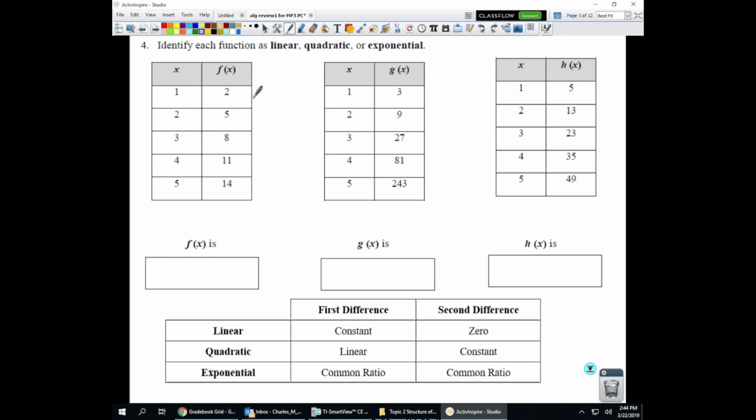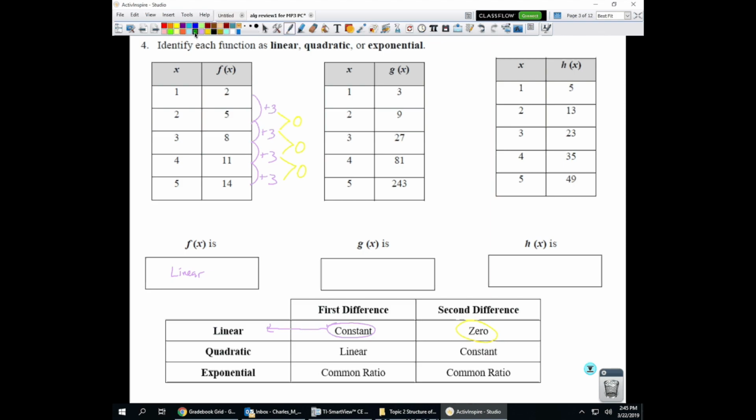So in this table F, first differences go 3, 3, 3, and 3. That shows me that the first differences are constant, meaning this table is linear. Now, had I not known what I was looking at with all the 3s, I would do second differences and say, there's no change, that's 0. No change is 0. No change, 0. So my second difference there is 0, another indicator that this is a linear function.